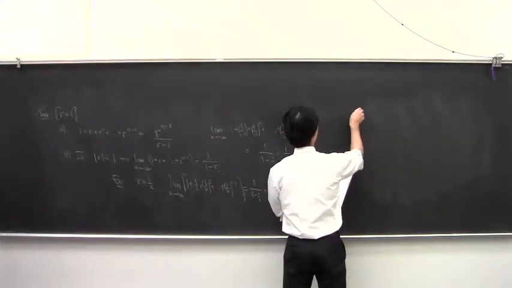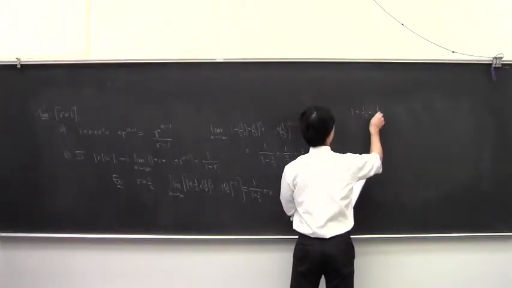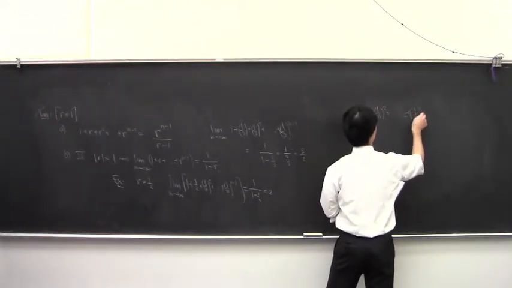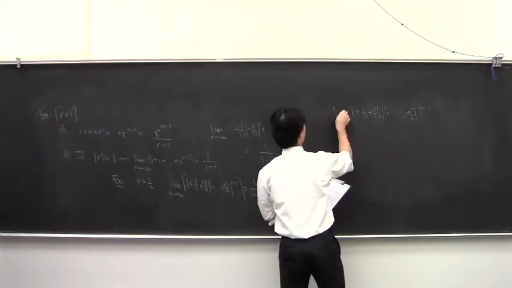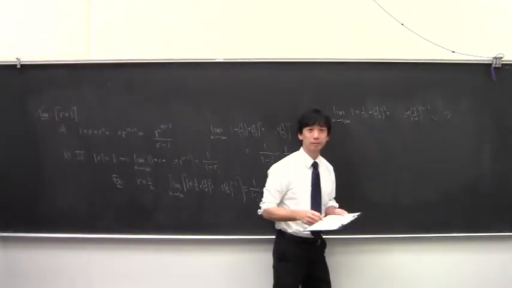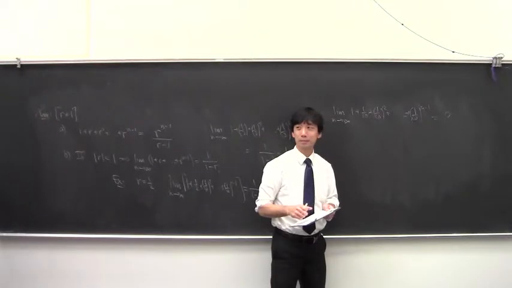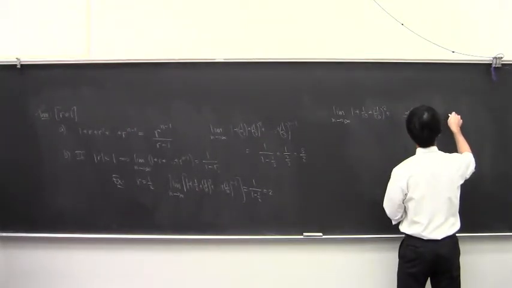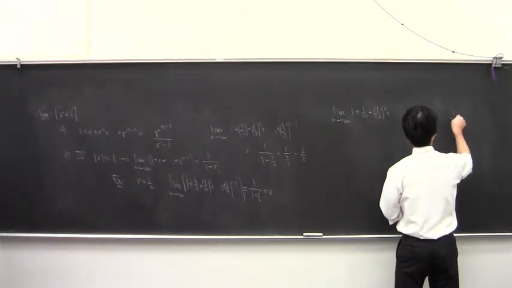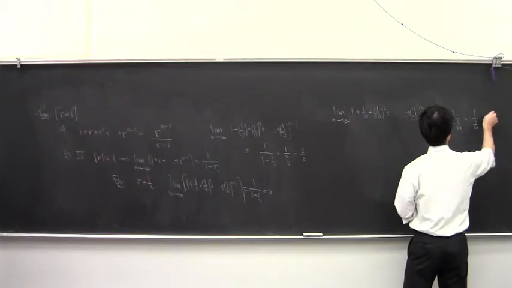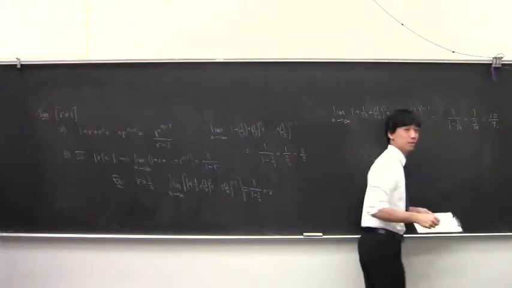If I ask you, what is 1 plus a tenth plus a tenth squared plus etc., as n goes to infinity, what is it? 10 over 9. It's going to be 1 over 1 minus a tenth, like 1 over 9 tenths. That's the same. 10 ninths.